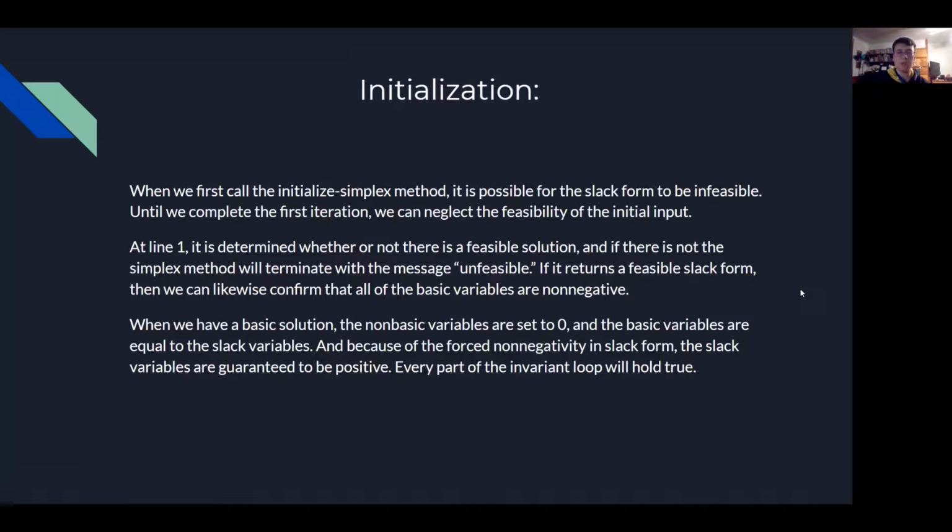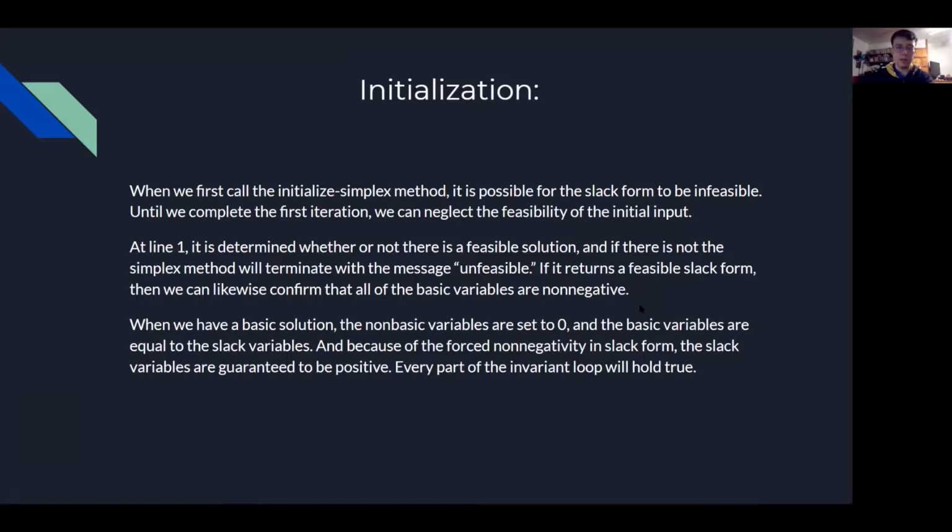When we first call the initialize simplex method, it is possible for the slack form to not be feasible. So in the initialization step, we have to try to search for that. Otherwise, we end here. And thanks to how it works, we can complete the first iteration and neglect that the feasibility of the initial input isn't there yet, because when we go through, if we can find a basic solution that's feasible and we can prove that it's equivalent, then that means there is a feasible solution from the initial input. We just have to look for it.